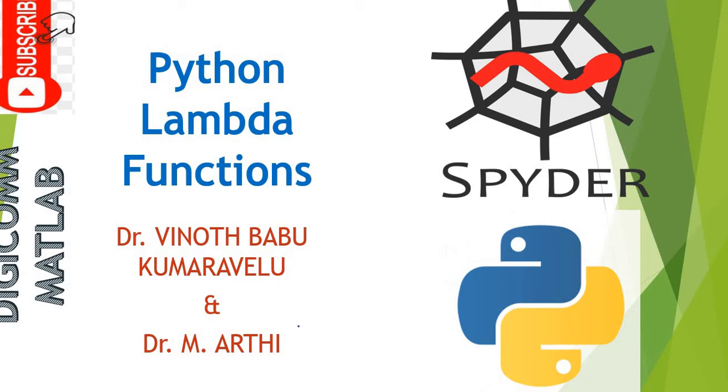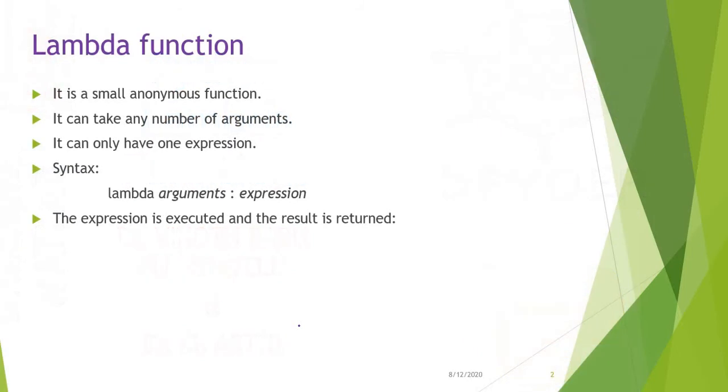Hello everyone. In this video, we are going to discuss lambda functions, or anonymous functions, in Python. As I said earlier, the lambda function is an anonymous function. It can take any number of arguments. That's very important. It can take any number of arguments, but it should have only one expression.